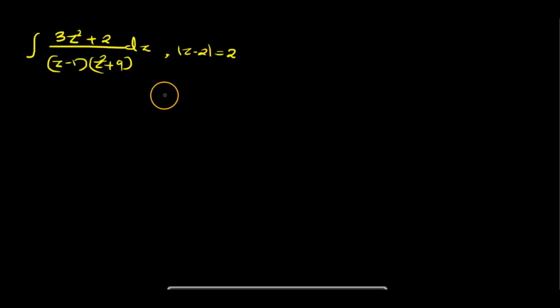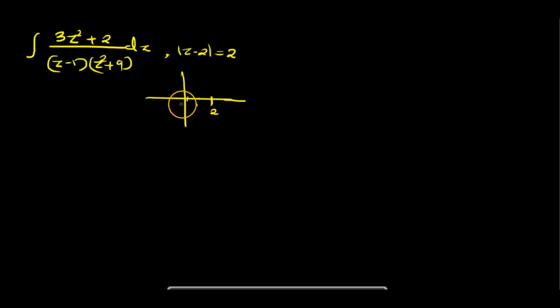So next question, question number 2. Integral of (z square plus 3z square plus 2) divided by (z minus 1) into (z square plus 9) dz over the circle mod z minus 2 equal to 2. This is a circle with the center 2 and the radius 2.